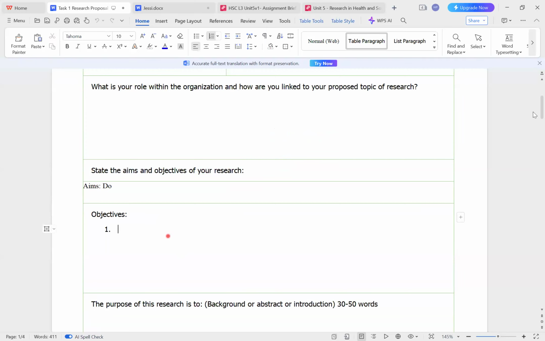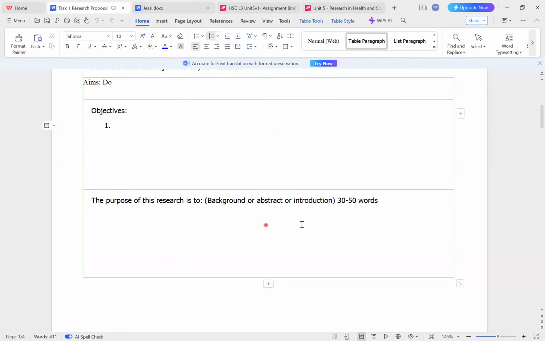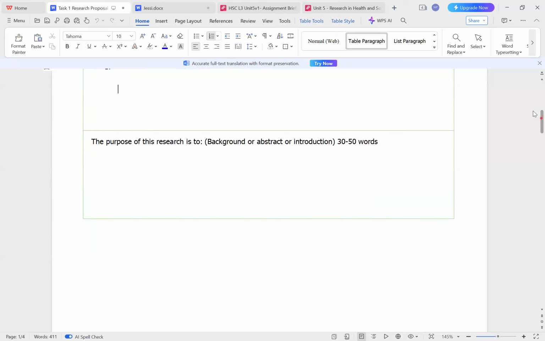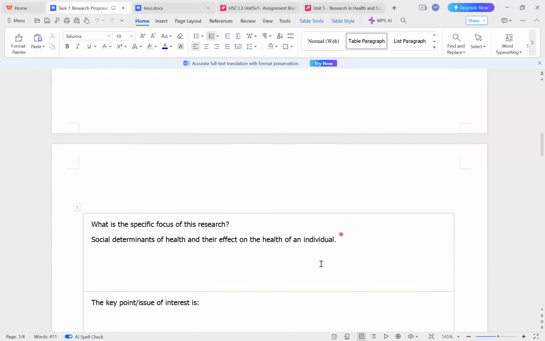Next would be the purpose of this research. Why are you doing this research? Give a brief background of what you want to see, why you want to see it, and why it is important. What is missing when you've seen the data around, when you've done your literature review? 30 to 50 word count, that's it. Please do everything in these blocks that have been provided to you. What is the specific focus of your research?